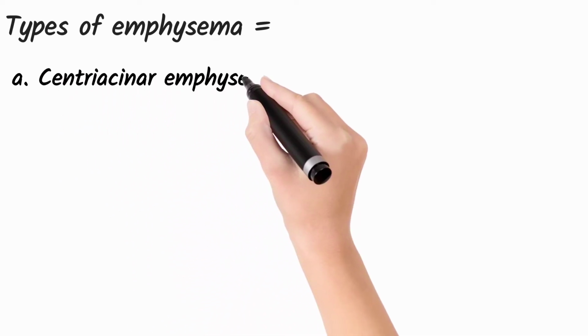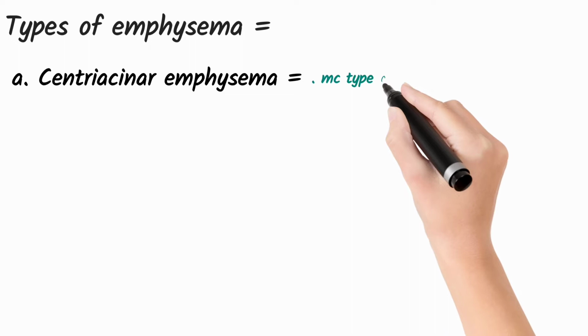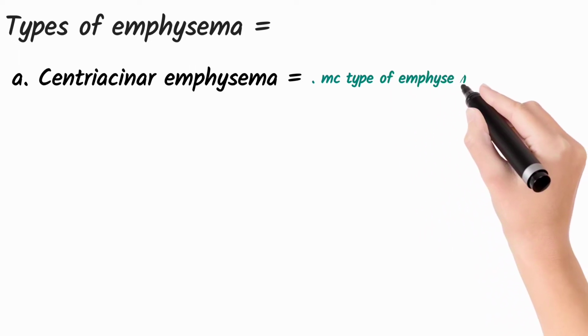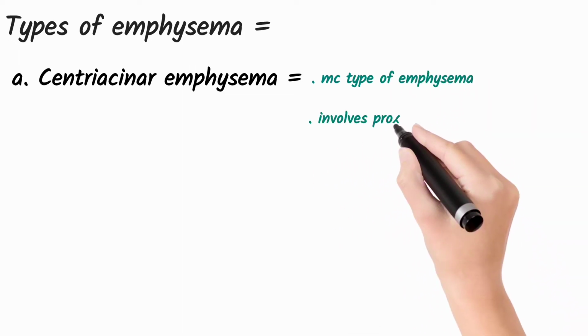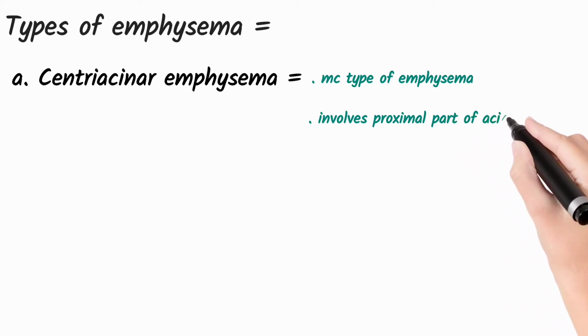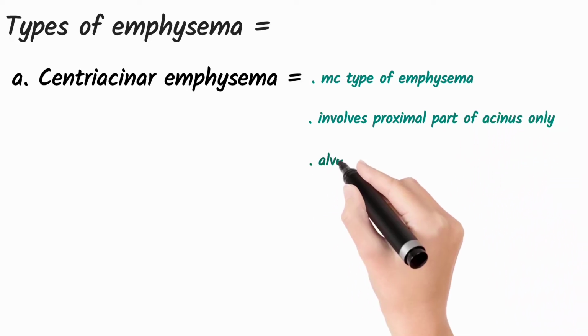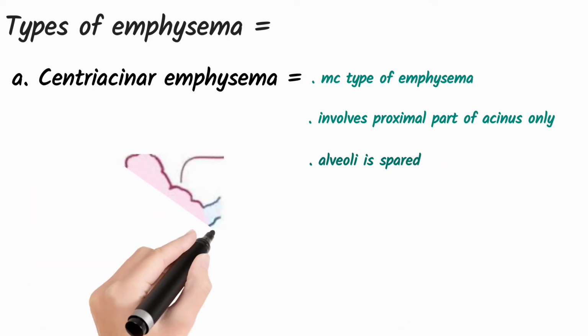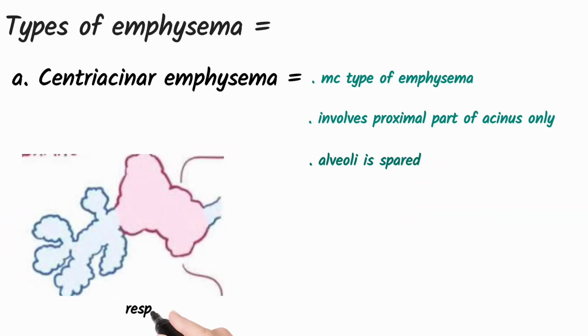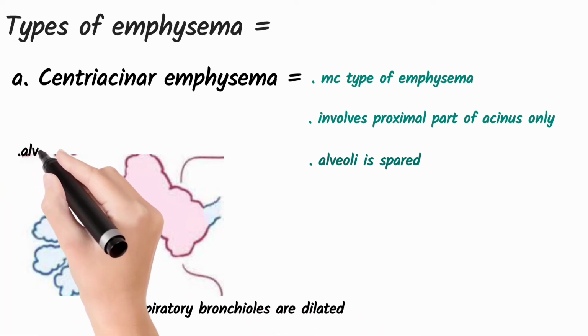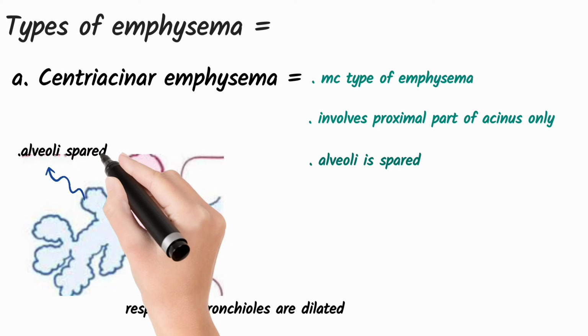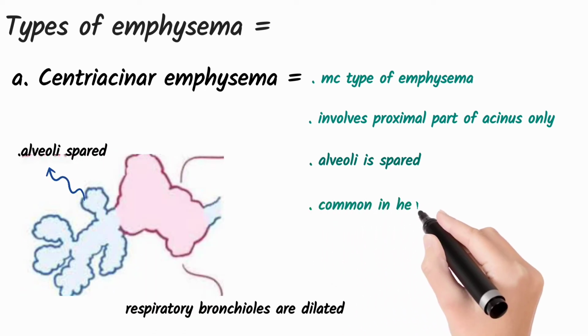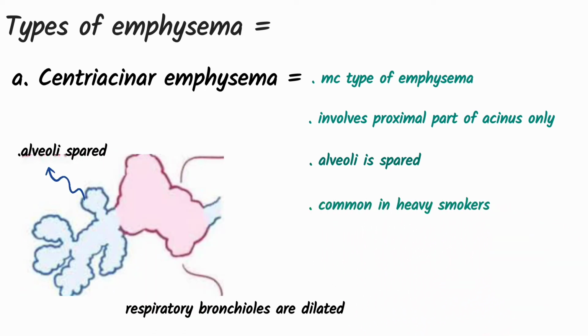Centriacinar emphysema. It is the most common type of emphysema. It mainly involves the proximal part of acinus, that is, respiratory bronchioles and alveolar ducts are involved. Alveoli are spared. In this image you can see the respiratory bronchiole is dilated while alveoli are spared. It is commonly seen in heavy smokers.